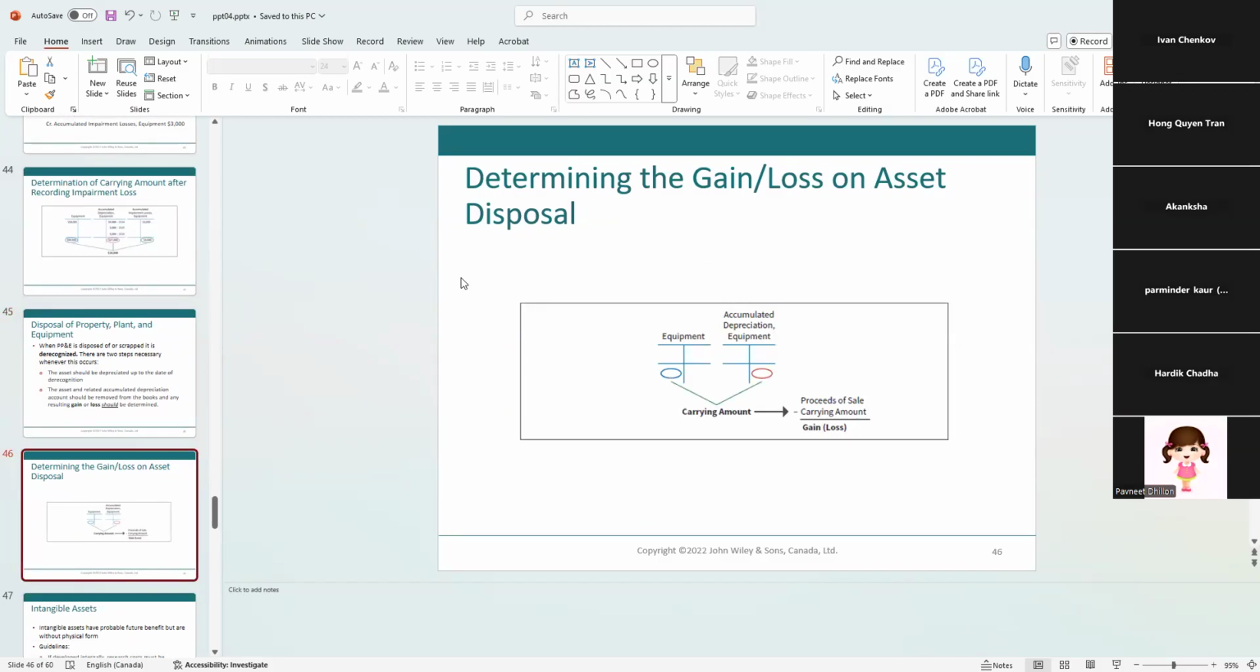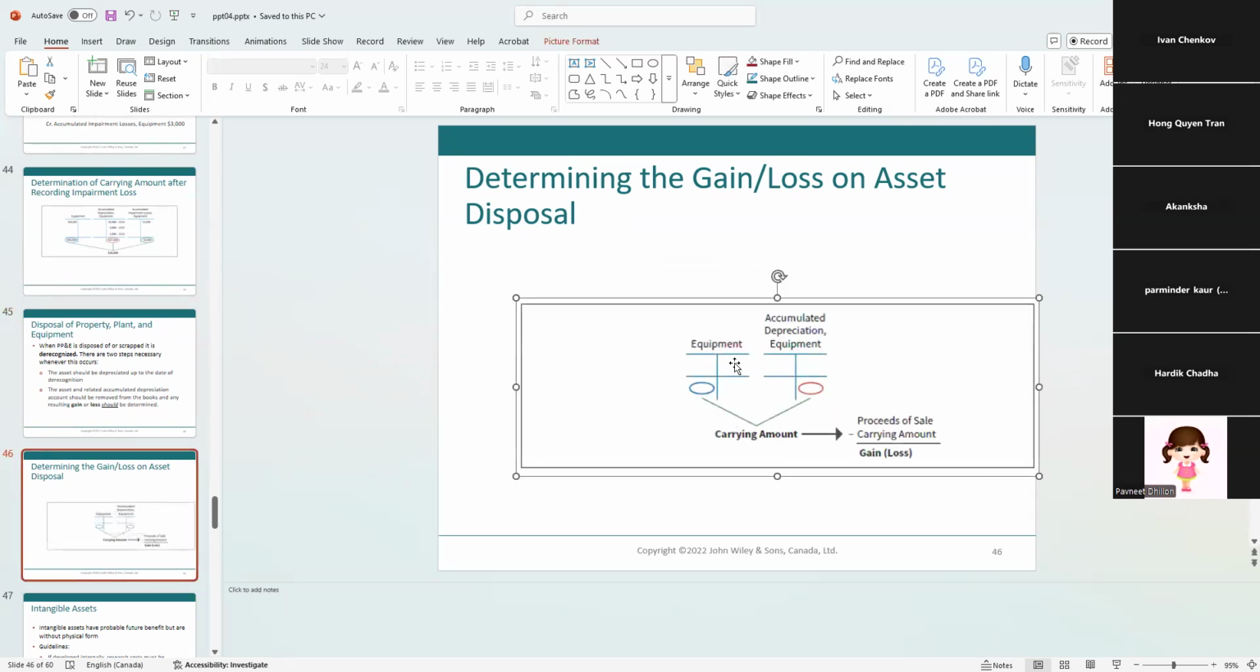So, let's say we're disposing of the asset. We're going to get some cash. We're going to remove the asset and we're going to remove the accumulated depreciation altogether. And we're going to check whether the money that we're getting is more than the carrying amount of the asset. If it's more, we're getting a gain. If it's less, we're having a loss.